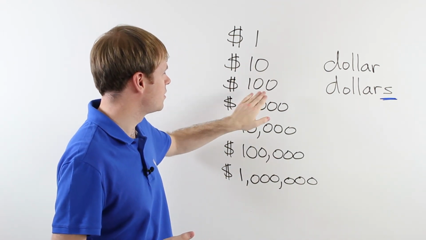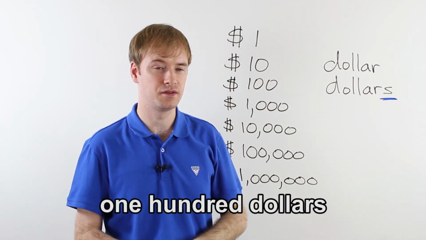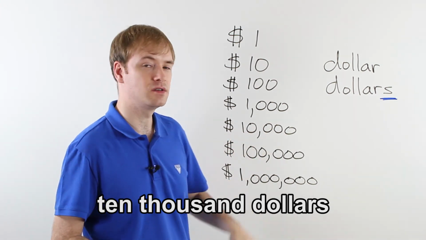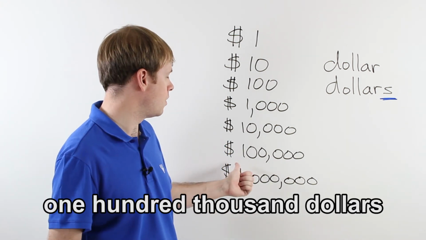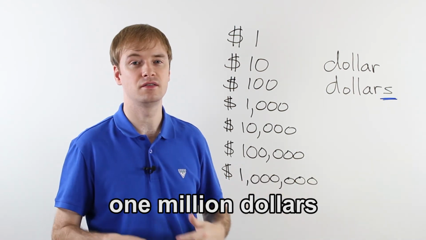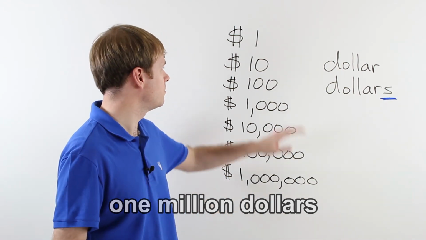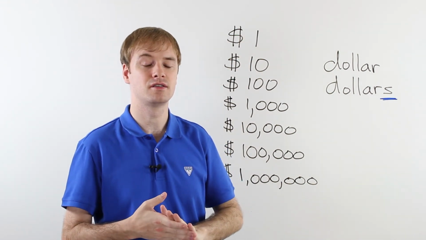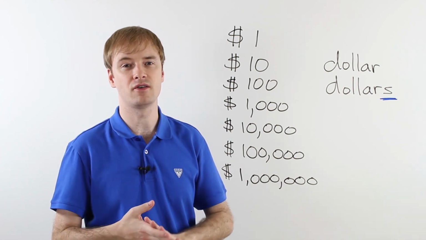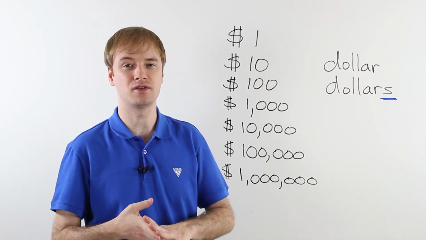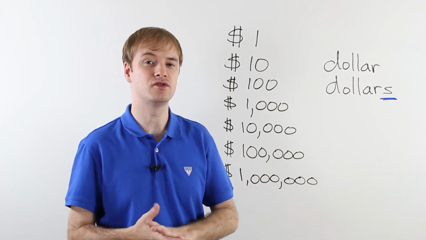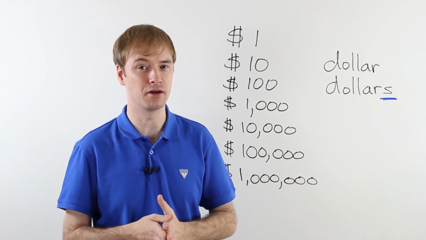So $10, $100, $1,000, $10,000, $100,000, $1 million. So one more time, $1, $10, $100, $1,000, $10,000, $100,000, $1 million. Okay, let's move on to some more difficult use of American money.